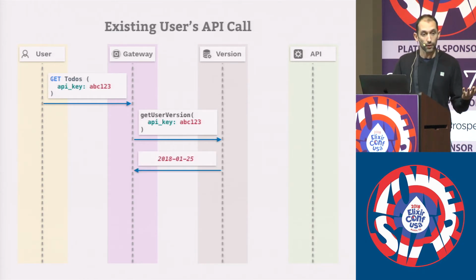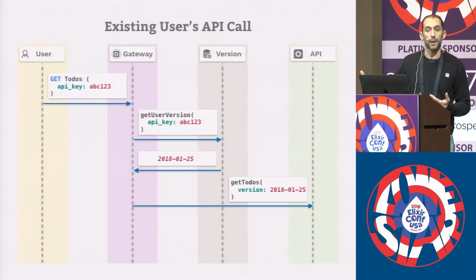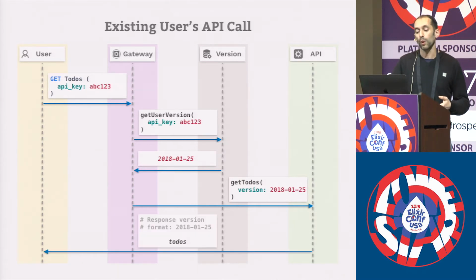that returns their version. So we have that stored. They are using this date-based versioning, so it's 2018, 0125. And then we pass that through to the API, passing along that version. So when the request comes into the API, we know what version the request is in and what version the response should be in. But what if a user doesn't have a version set? What if it's their first call?